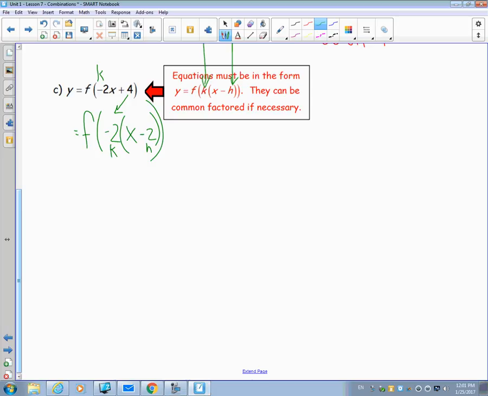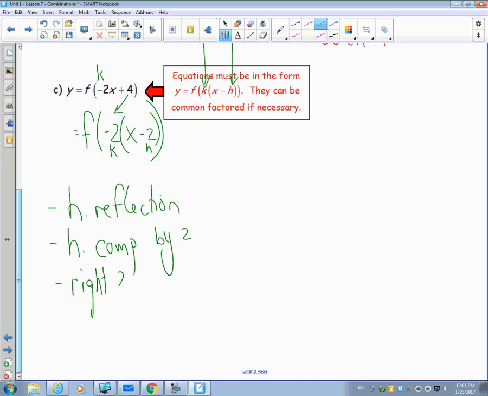Okay, what's going on with this one? What do we see? Well, the k is a horizontal, and there are 2 parts to k. There's a horizontal reflection, it's a negative sign, and there's also the horizontal compression. And we've got to do the opposite, right? By 2. The h says subtract 2, so I actually have to add 2, which means I'm going to go right 2.